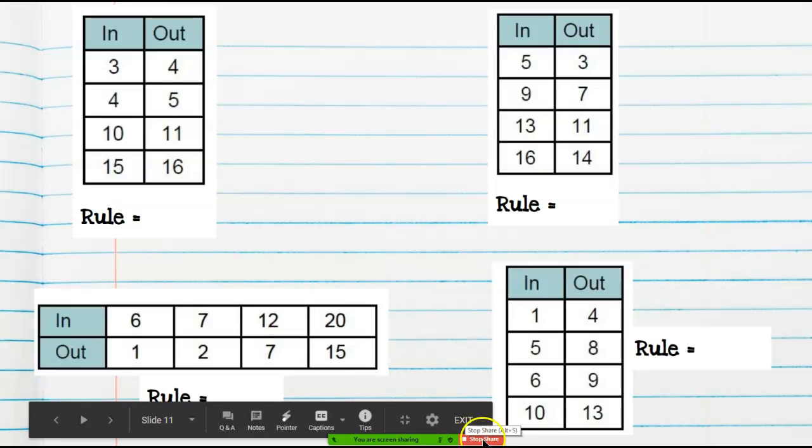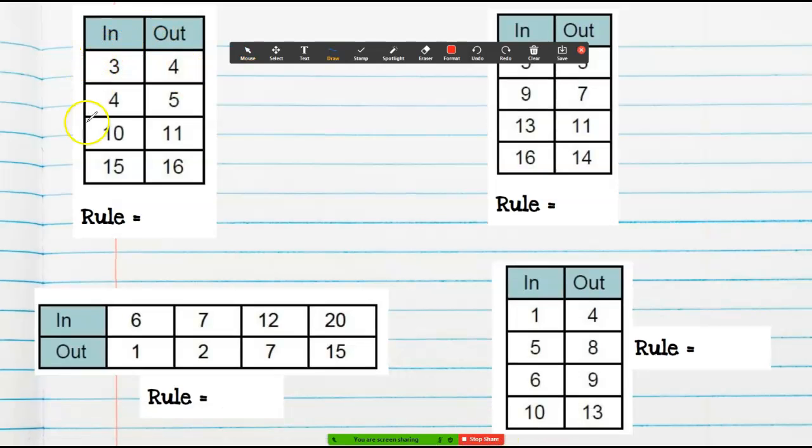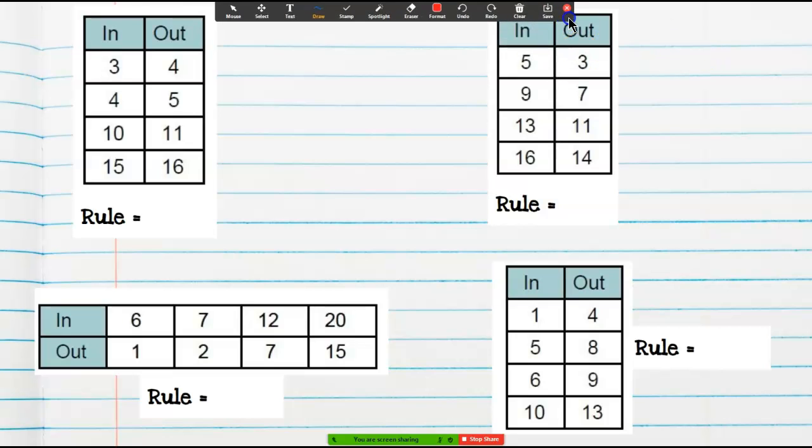Now this is different from yesterday because yesterday we were given the in, we were given the rule, and we had to figure out the out box. Now it's different. Now we're having to figure out the rule. This is usually the case when you see these types of questions on the STAR test or on just a regular test. Most of the time you're going to have to figure out the rule. Okay, it makes it a little more difficult and it's just more likely. So we're going to be practicing that today and tomorrow.